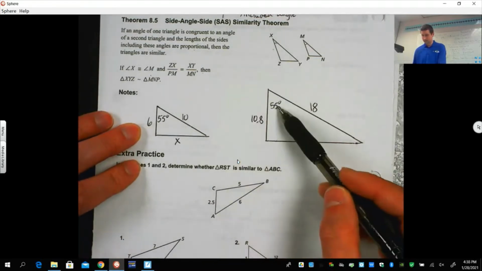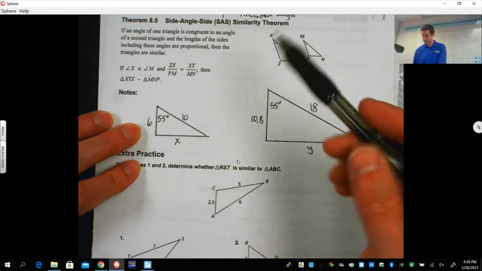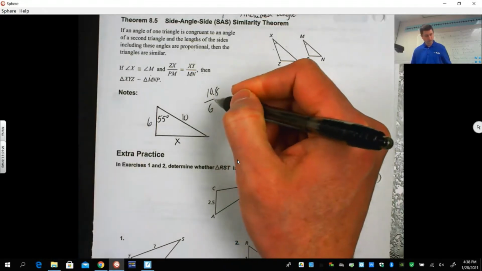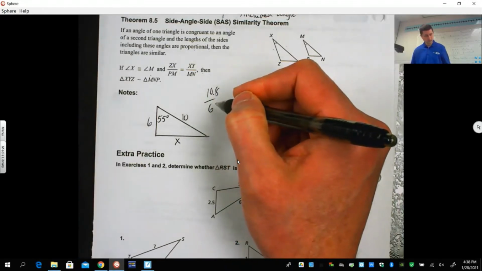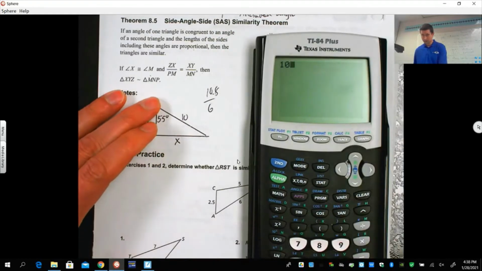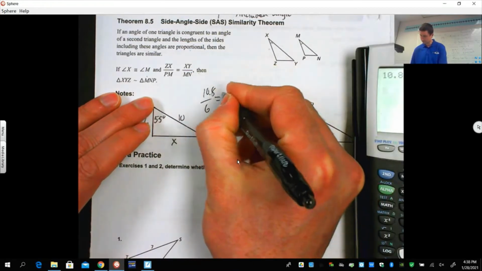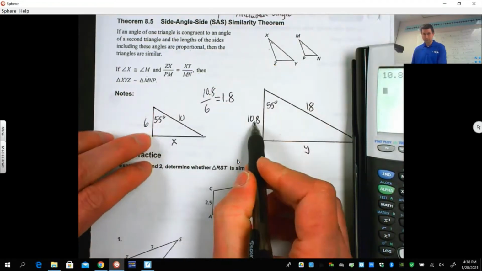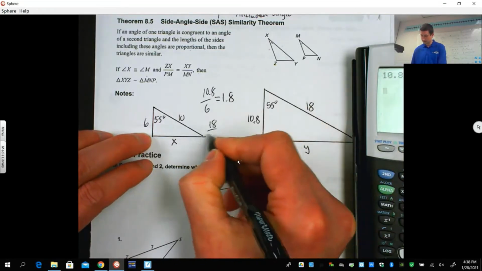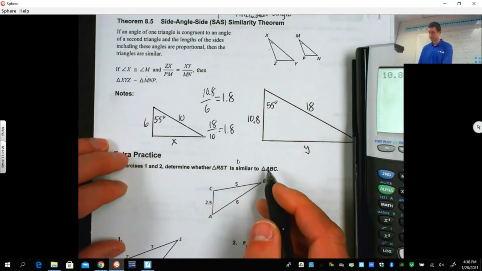We have 55. And let's check this. Let's go this way this time. Let's take 10.8 over 6. If I divide that out, 10.8 divided by 6, I get 1.8. Okay, I want 10.8 over 6, so I've got to go back over here. If I take 18 divided by 10, that's going to be 1.8. You see how you have the same scale factor.